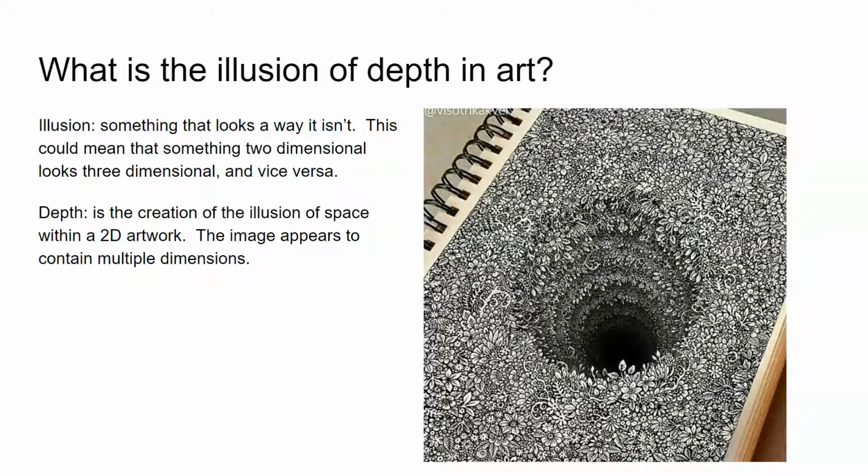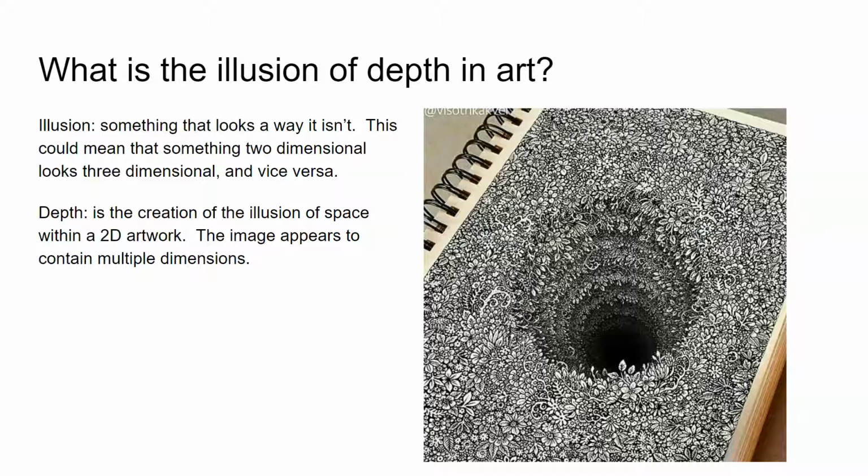So what is the illusion of depth in art? Illusion is something that looks a way it isn't. That means that something that is two-dimensional or a flat surface can look three-dimensional, or something that's three-dimensional can look two-dimensional. And we do that with depth, which is creating that illusion of space within a 2D artwork. And then the image appears to contain multiple dimensions.